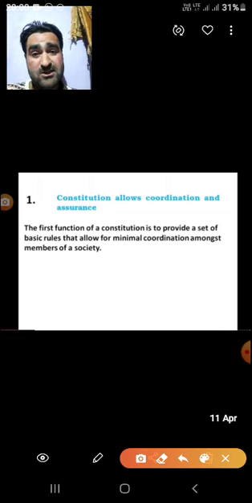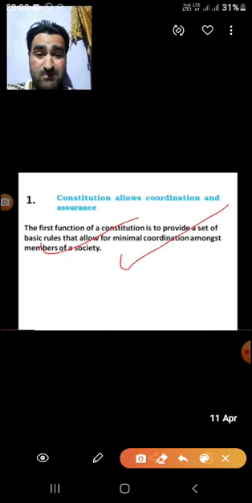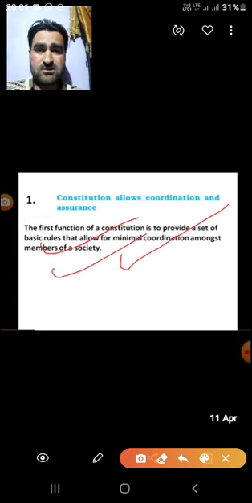Coordination among the various organs of the government. The first function of the constitution is to provide a set of basic rules that allow minimal coordination amongst members of a society. In today's world, where we have nation states, there are a number of nationalities residing in almost the majority of the states in the world. So there has to be a minimum coordination among the citizens. So the constitution is the binding force.